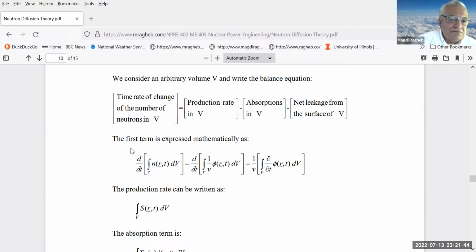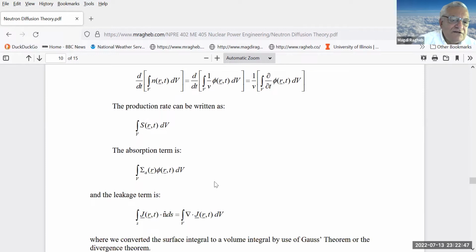And as I suggested here, the first term is very simple to write. It's d by dt, the rate of change of the neutron density, but we'd like to describe it in terms of the flux. And the flux is equal to nv. So if we divide here by v, then I can write for the flux nv, and I can take the 1 over v outside the integration term, and it becomes partial d by dt of the flux over the volume V. So that is our first term here, the time rate of change of the number of neutrons in that arbitrary volume V. The production rate is very simple to write. It's an integral over a source term producing a number of neutrons per centimeter cube per second, S of r and t. And we know how to write a rate of a reaction per unit volume; that's what we spent time in the last chapter figuring out.